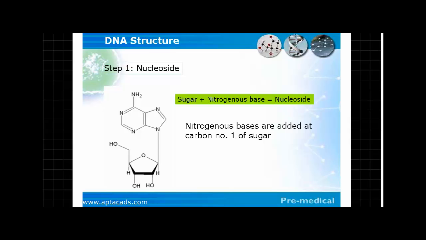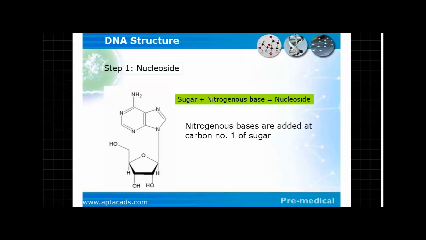Now let's talk about how these three molecules join together and form a DNA molecule. We can study all these things in a stepwise manner. So let's discuss the very first step. The first step is the formation of the nucleoside. For the formation of the nucleoside, sugar binds with a nitrogenous base and they form a nucleoside.